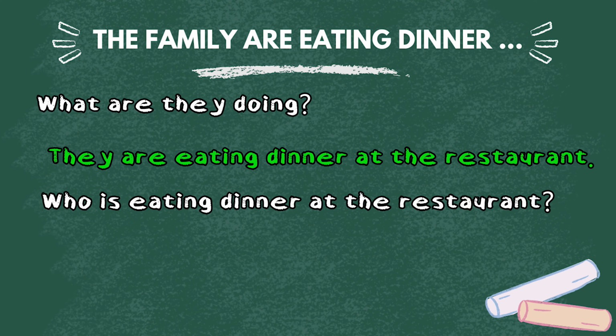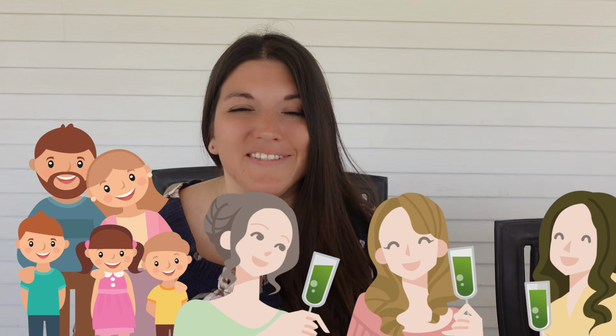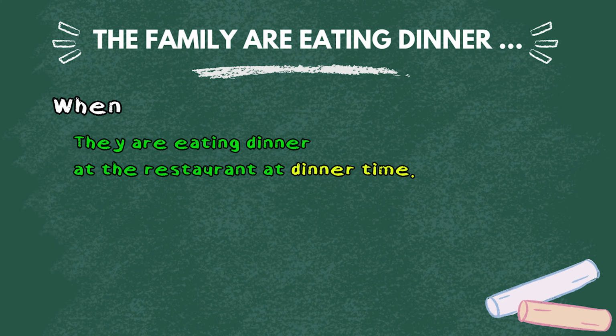All right, let's talk about who. Who is eating dinner at the restaurant? Well, they are eating dinner at the restaurant. They could also be changed to the family, my family, group of friends, or anything else. What about when? Now this one's a little bit more tricky because we don't really say, but it could be understood or deduced from the information that we're given. We could say they are eating dinner at the restaurant at dinner time.